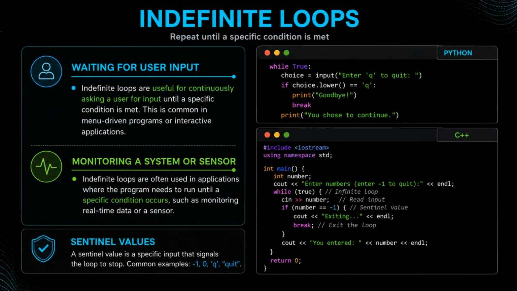Here in C++, priming reads an initial choice, then the loop keeps prompting until the user enters Q or q. Indefinite loops shine whenever you're waiting on user input, common in menu-driven or interactive programs, or monitoring a system or sensor that needs to keep running until some real-time condition occurs. A sentinel value is the signal that tells the loop to stop. Here in Python, typing Q breaks the loop. In C++, entering -1 acts as the sentinel that ends the number entry loop and prints a closing message.